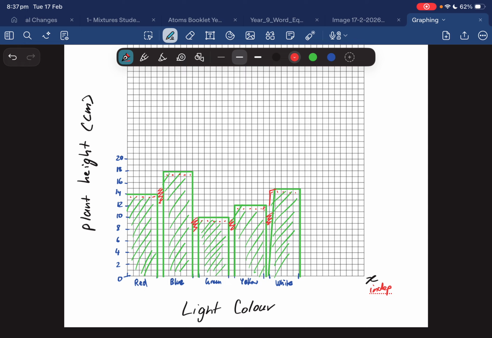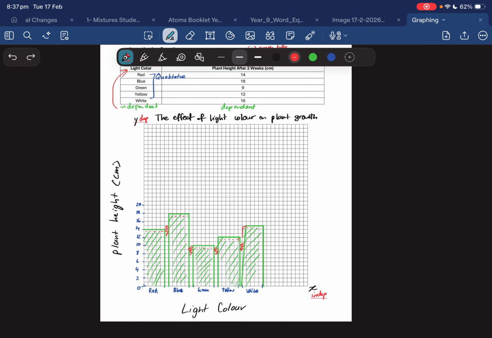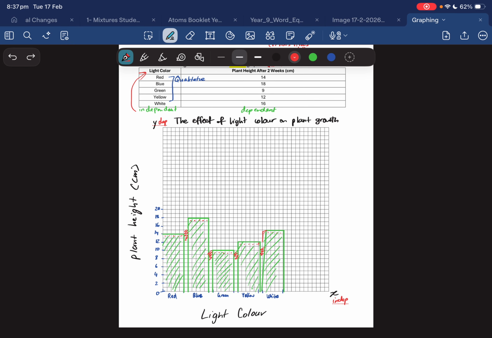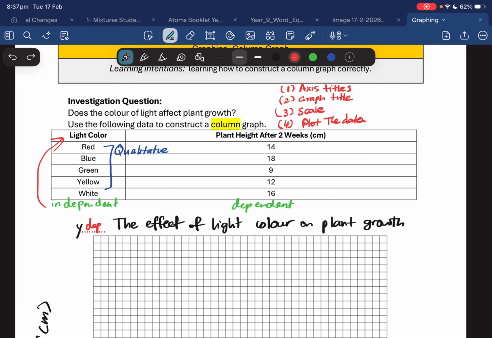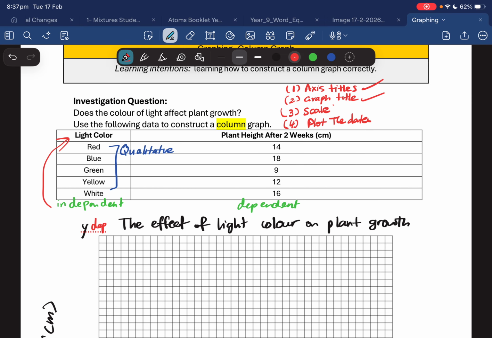You think that it's not important, but this is something that will actually be checked when your teacher is marking this for you. And that's part of drawing a correct graph. If that's all included in your column graph, then perfect. Your graph is complete. So do the axis titles, put the title for the graph, make the correct scale, and plot the data. That's it.